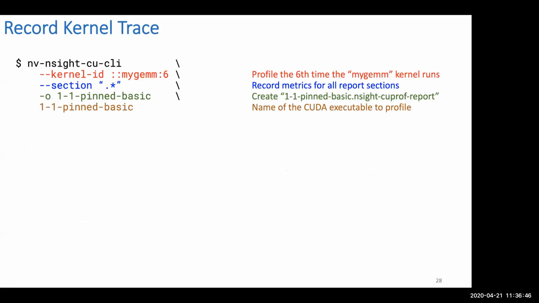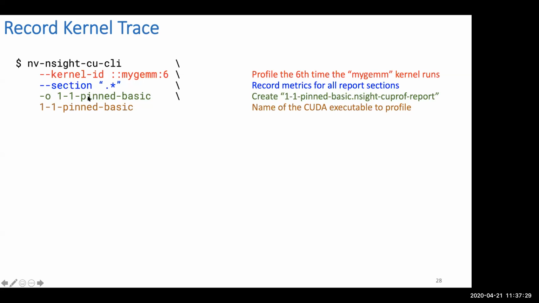Mechanically, to record a trace, we invoke this command line. It has a variety of flags, but I've highlighted the ones that I've found to be most useful. There's a kernel ID flag, where you tell it the name of the kernel function you want it to profile, and also which invocation you want it to profile. Remember when I ran that code and we executed the matrix multiplication 10 times, presumably the performance of most of those multiplications is nearly identical. So we don't need to profile all of them. We can just profile one. For example here, I just profiled the 6th one.